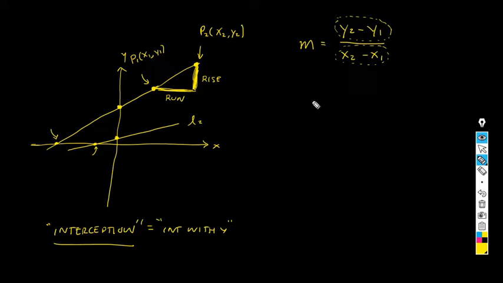Now, how do we get the interception with the y-axis, which is normally called b? Well, it's just the number at which the line intercepts that axis. All right. So we know what the slope is and how to get it, and we know what the interception of a line is.